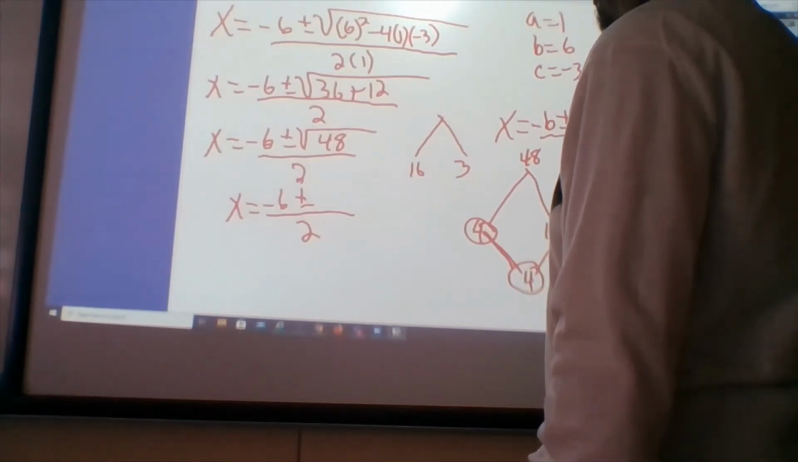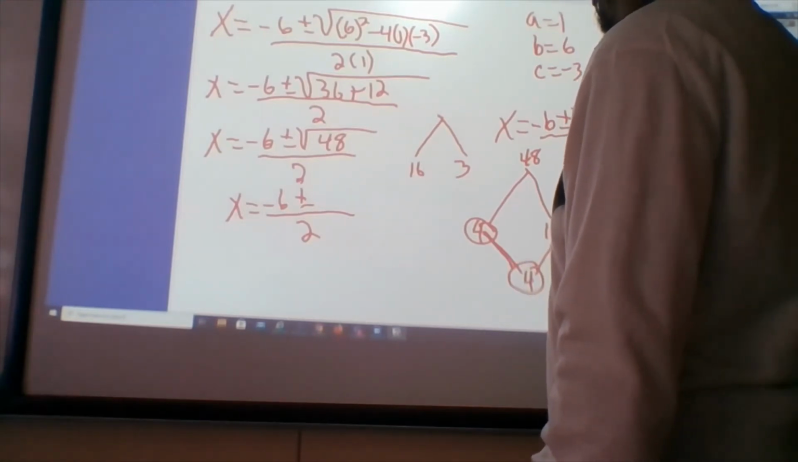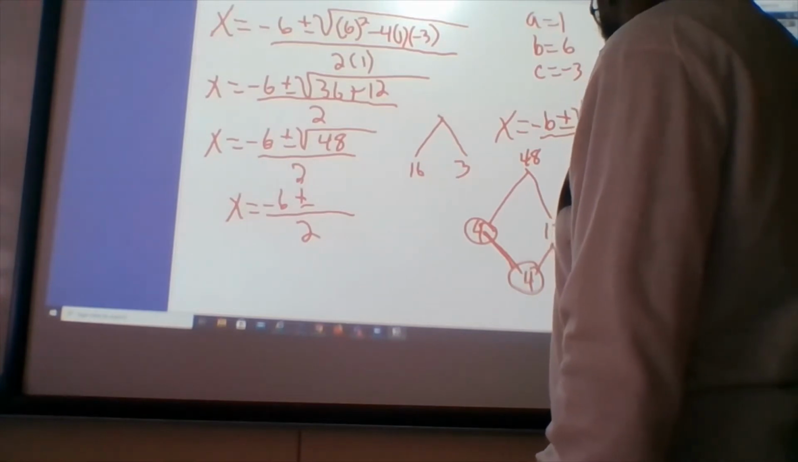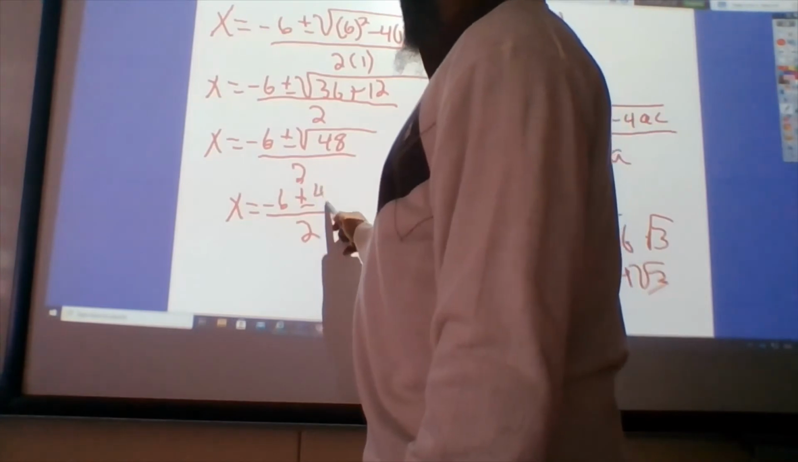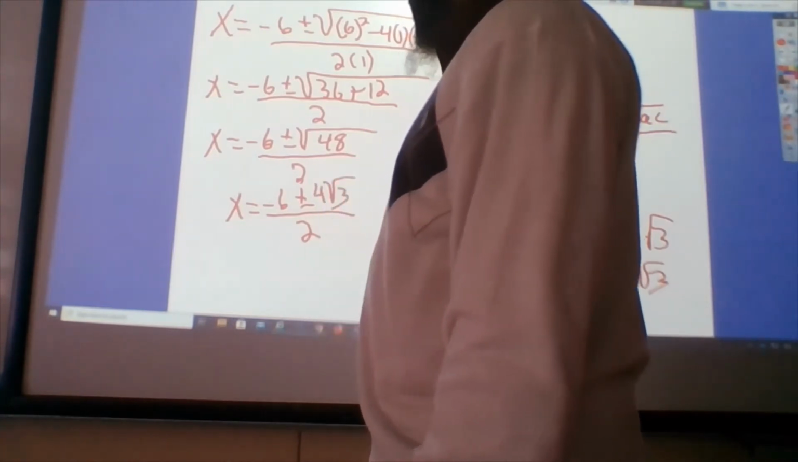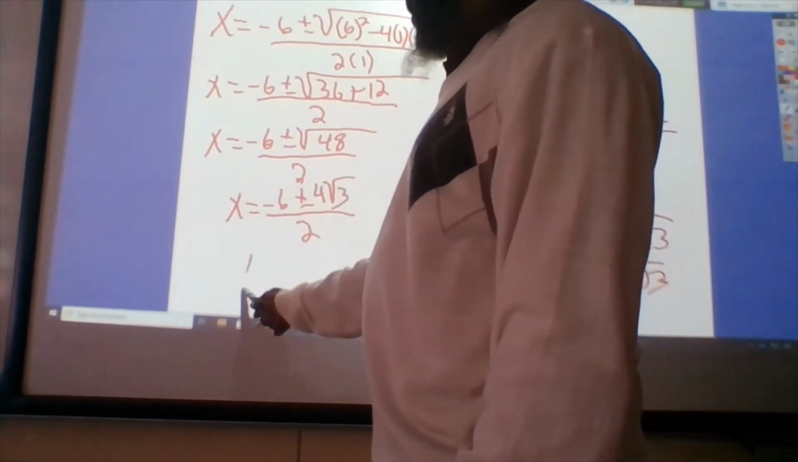Now those have 2 in common. You can divide this by 2, that will give you negative 3. Divide this by 2, that will give you plus or minus 2 root of 3. You will see the answer is still the same. This is your x-intercept.